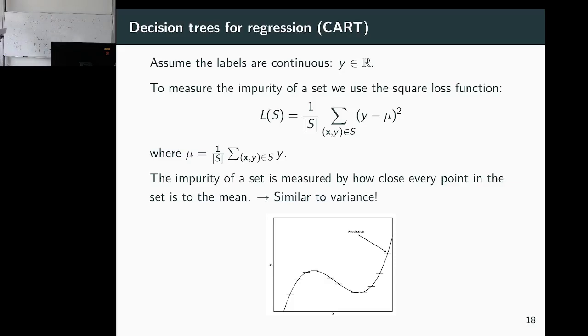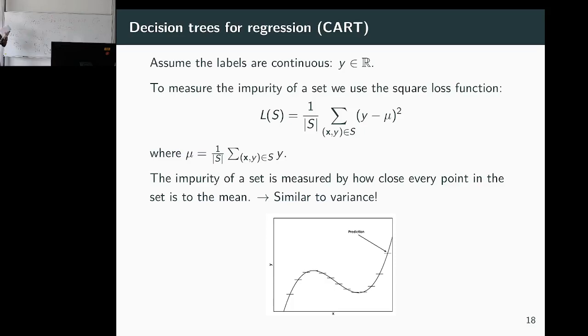And then once we have it, we calculate for each example that is in the set how much it varies from this mean, so how far apart it is from the mean in this set. That means if we have only small variations or no variations at all, then it's good. Our set is pure.